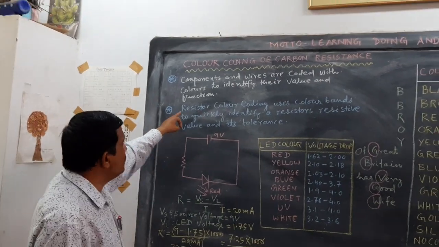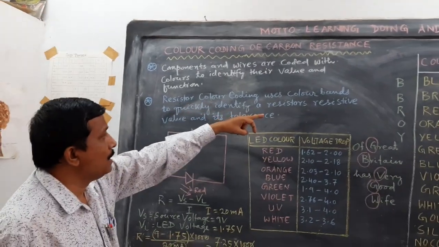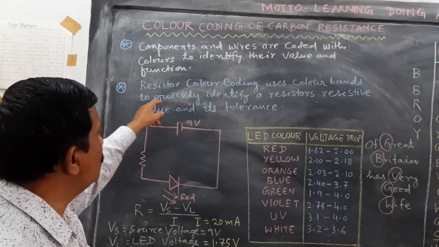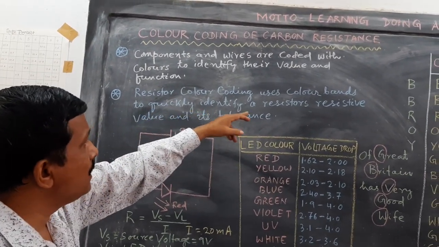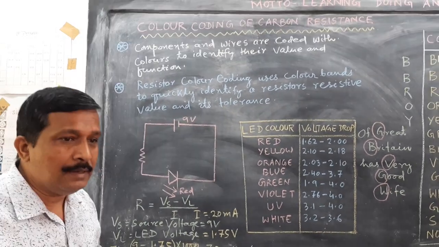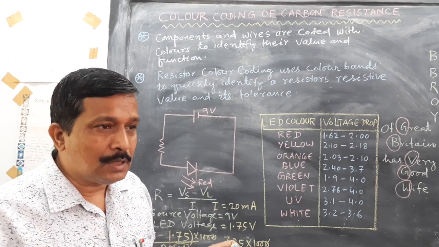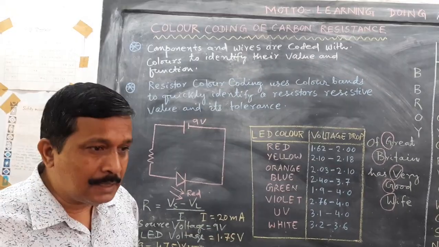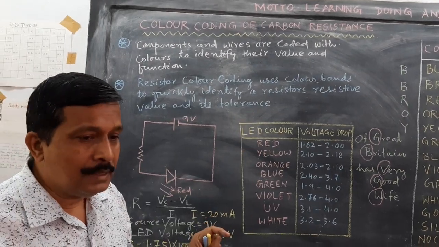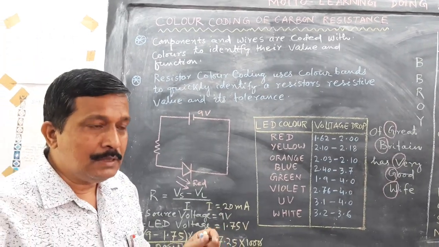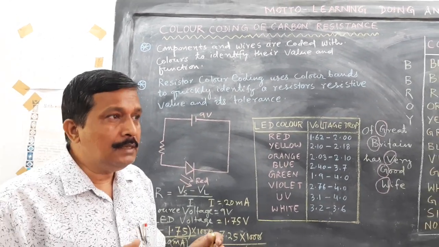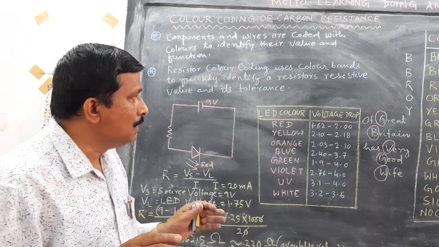And this resistor color coding uses color bands. So you see that there are different bands to quickly identify a resistor's resistive value and its tolerance. Tolerance means क्या है? जैसे suppose कुछ शक्ति है ना, जो कि आप सह सकते हैं, that is your tolerance. So every electrical component has a tolerance. उससे यदि ज़्यादा हो जाएगा वो खराब हो जाएगा, जल जाएगा. So that is the tolerance power of that equipment.